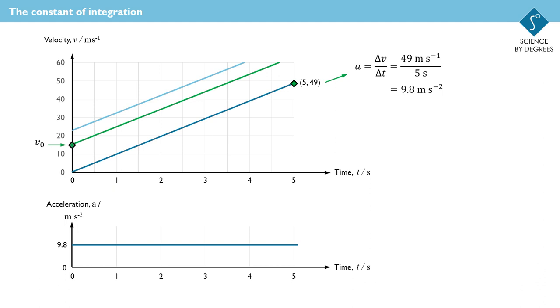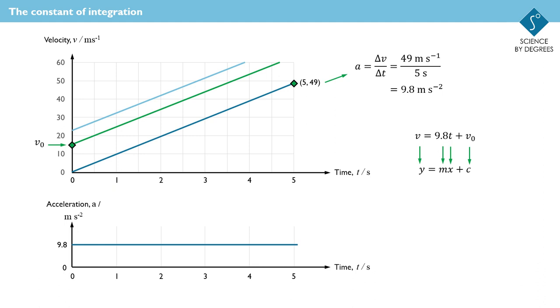Now the equation of these three velocity lines is v equals 9.8t plus v0. And if you're not sure that you understand where this comes from, you can think about that as an inevitable consequence of what acceleration means, or you could compare it to the equation of a straight line, y equals mx plus c. But what does that have to do with integrating?